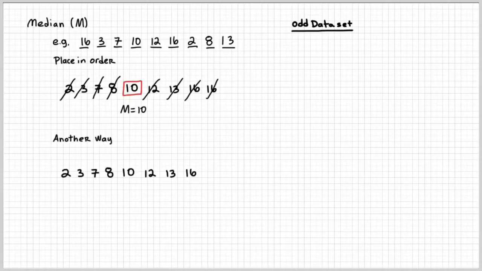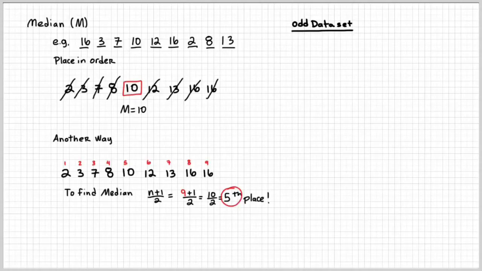So what other way can we do this? Well, let's place the data set in order again. I want to know how many values I have in the data set. It seems like I have 9. Those are the red numbers. So let's use the formula to find the median. That's n plus 1 divided by 2, where n is how many values I have in my data set. I have 9. So 9 plus 1 divided by 2 gives you 10 over 2, which is 5th place. So it's telling me that my median is at the 5th position.